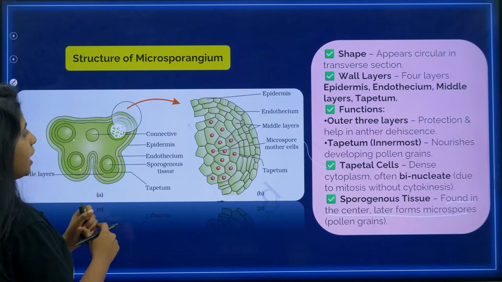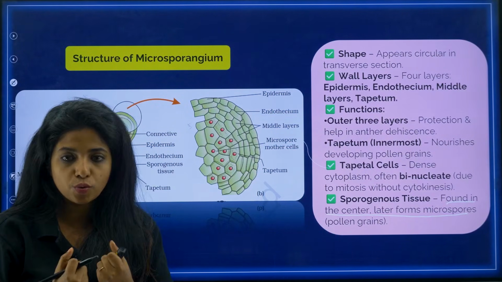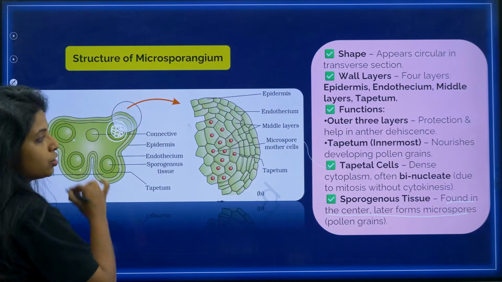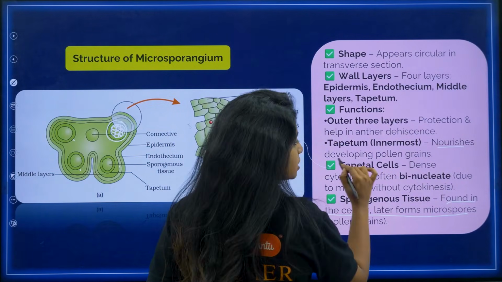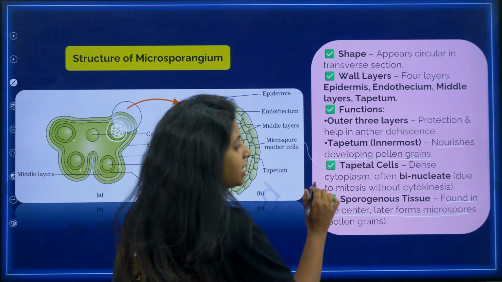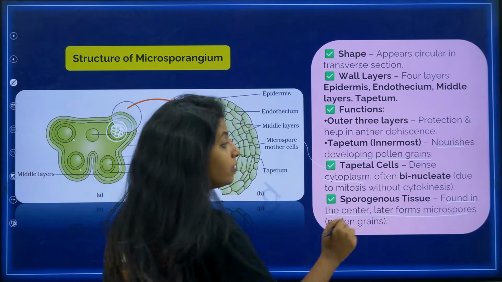Now going ahead, there is someone to provide nourishment to the sporogenous tissue, and that is the tapetum. The layer outside the sporogenous tissue is known as tapetum. And what does tapetum do? It nourishes the developing pollen grains. There are certain things that you should know about tapetum: it has very dense cytoplasm because obviously it has to provide nourishment, and often it is binucleate.